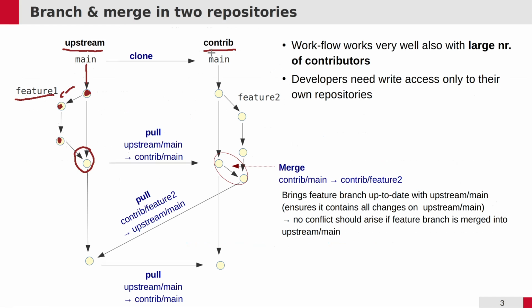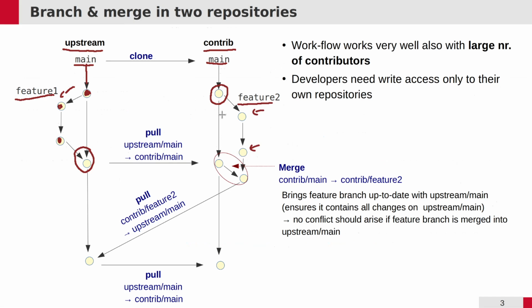Now, what can the contributor do? First of all, the contributor clones the original repository. That means the contributor will have a repository which is a one-to-one copy of the original repository, with a main branch. Again, this main branch has the same status as the main branch of the upstream repository. Now, if the contributor would like to create a feature, the contributor just creates a branch, exactly as we have seen in the previous video, in their own repository. Let's call it feature 2, and the contributor implements those things here in feature 2.